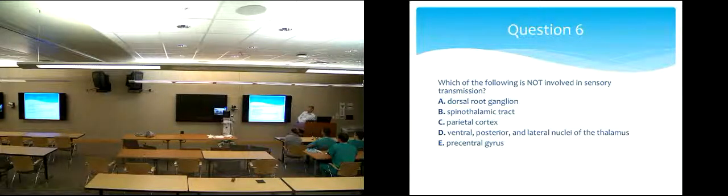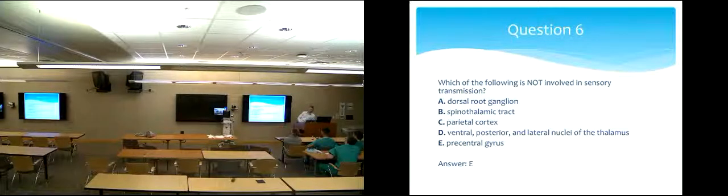Which of the following is not involved in sensory transmission? E. What is it? Precentral gyrus. How do you read so fast? I'm reading A. I'm really not fast. A, dorsal root, just throw that away. Pattern recognition. It's test taking strategy.